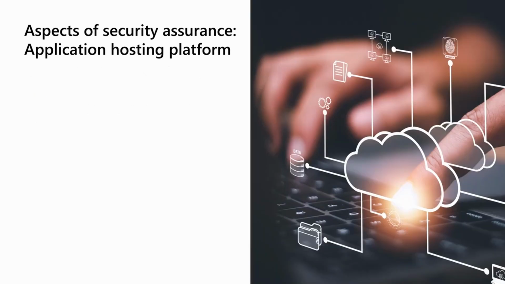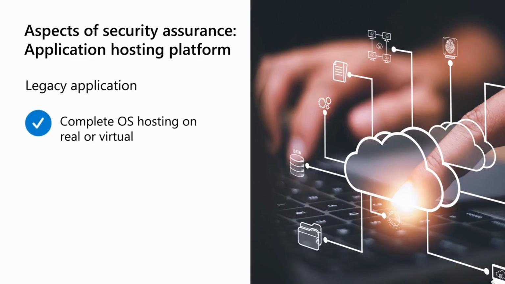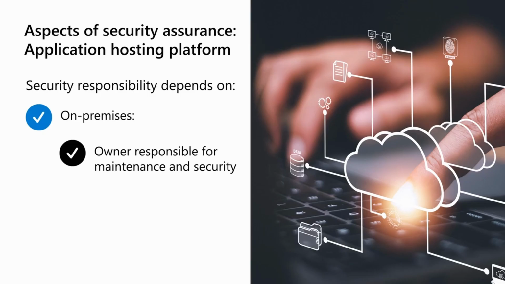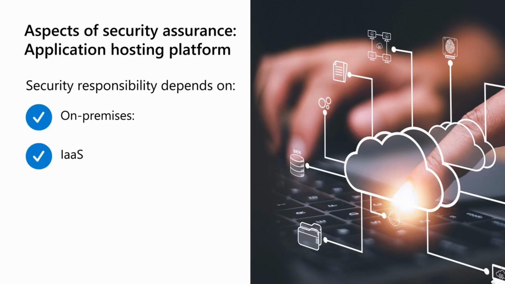Let's look at the application hosting platform legacy application. The legacy application requires a complete operating system, also called OS, hosting on real or virtual infrastructure. The infrastructure teams that manage the OS deploy middleware and own the application. The security responsibility depends on 2 aspects. On premises, the application owner is responsible for maintenance and security. In IaaS, the underlying infrastructure is the responsibility of the cloud provider. VMs, OS, and other installed components are the responsibility of the application-owning organization.